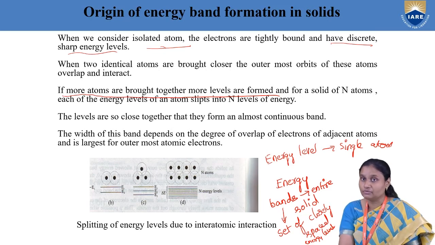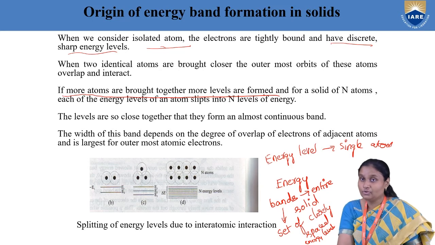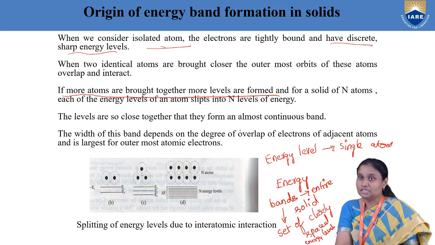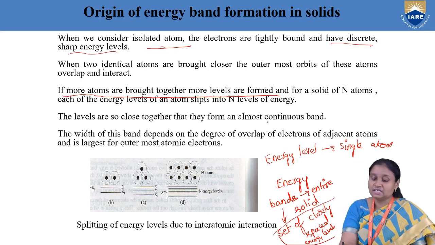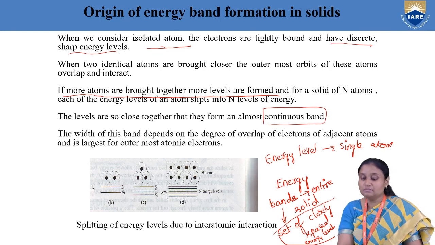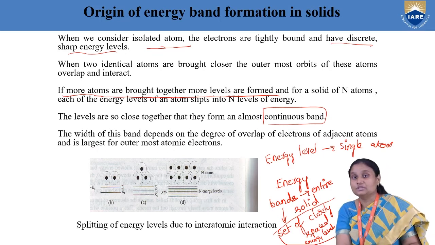Electrons will start moving from one place to another. Then you will have intermixing of their energy levels, that is, intermixing of their valence electrons. And when intermixing of energy levels takes place, there is a possibility to form a set of closely spaced energy levels. That set of closely spaced energy levels gives rise to a continuous band, and that band is nothing but an energy band. So how does this band come? It comes because of overlapping of electrons of adjacent atoms, and that bandwidth will be largest for outermost atomic electrons.